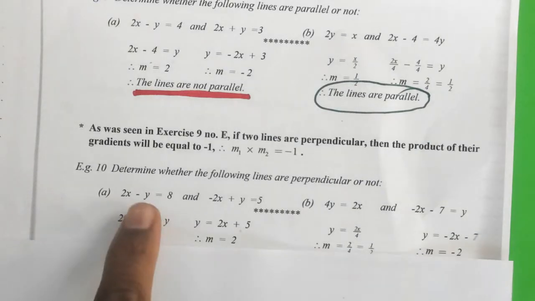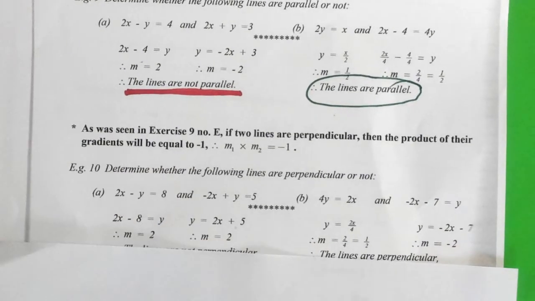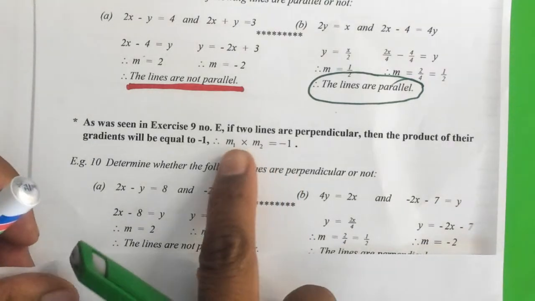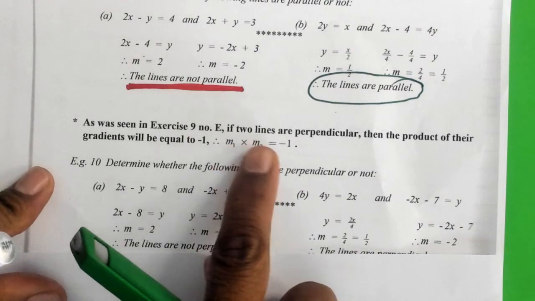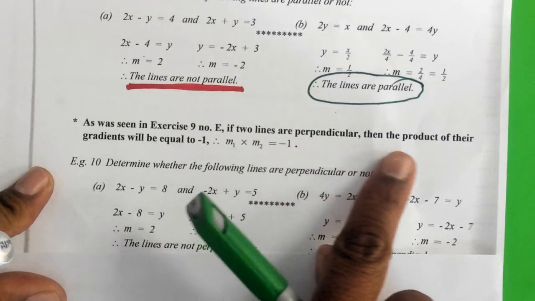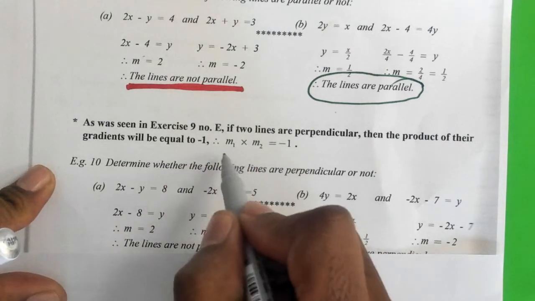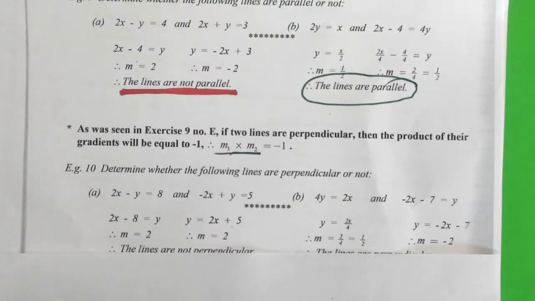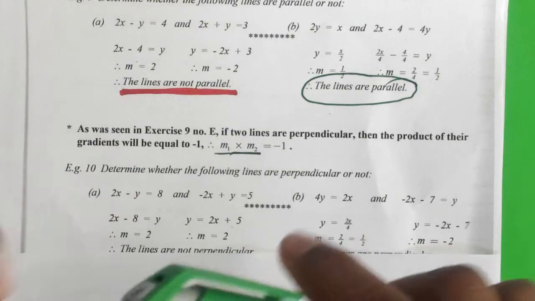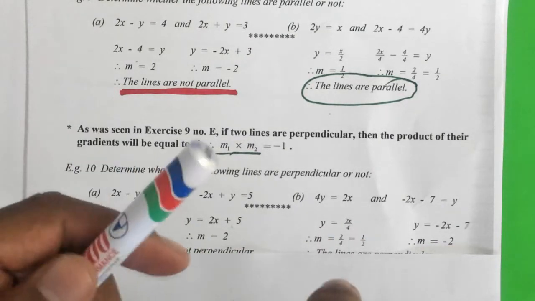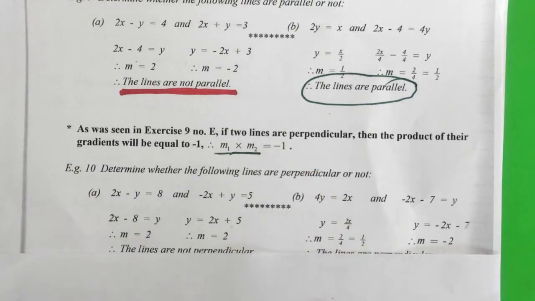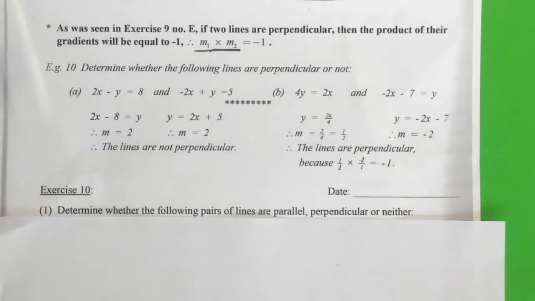Determine. If you look at this, if two lines are perpendicular, then the product of their gradients will be equal to -1. This implies that if I multiply the gradients of two straight lines and I get -1, I can conclude that they're perpendicular. If it's not equal to -1, I cannot conclude perpendicular. Okay, let's look at the two examples. Let's look at essentially the A from your textbook.